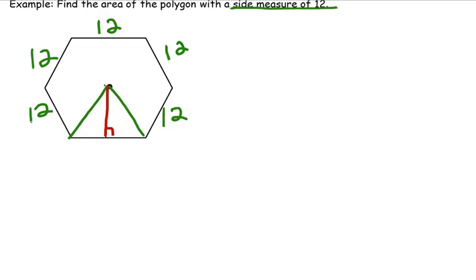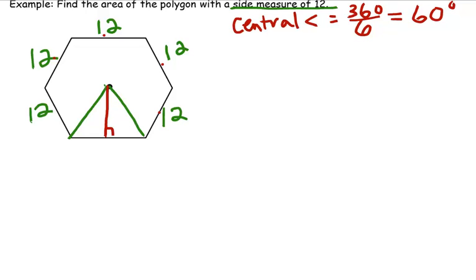Okay, so remember that we need to find the perimeter and the central angle. Let's start with the central angle: 360 divided by, not 12, not the side measure, but how many sides we have. 1, 2, 3, 4, 5, 6, hexagon. It's 360 divided by the number of sides, and we're going to get 6 of those isosceles triangles. So 360 divided by 6 gives me a 60-degree central angle.